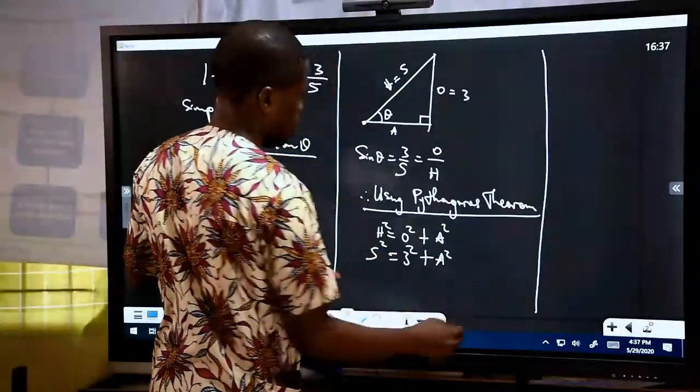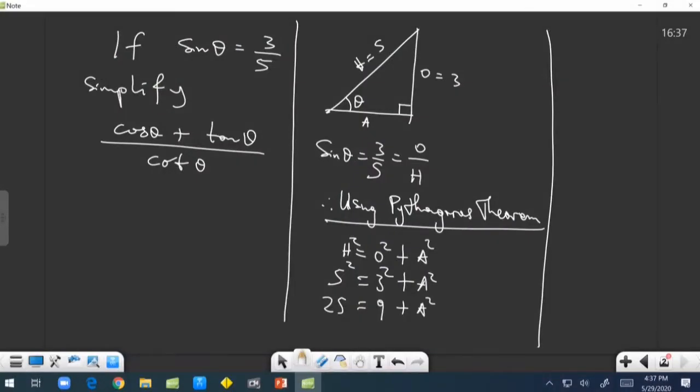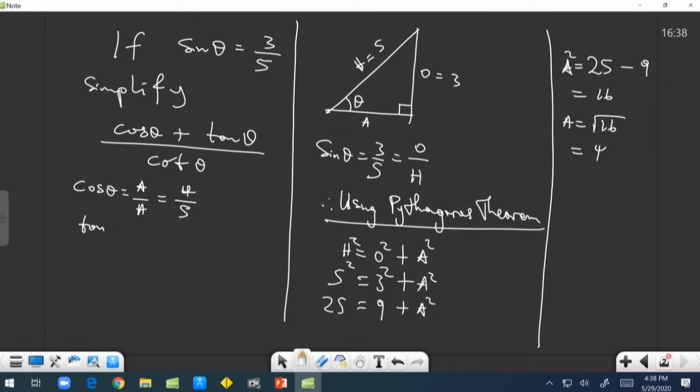When we solve this, we obtain 25 here, 9 here, and we have our a squared. So a squared is equal to 25 minus 9, which is 16. A is root 16, which is 4. So that means the adjacent is 4. When we have gotten the adjacent, we are able to get cos theta. Cos theta is adjacent over hypotenuse. Adjacent is 4, hypotenuse is 5. Tan theta is opposite over adjacent. Opposite is 3, adjacent is 4.